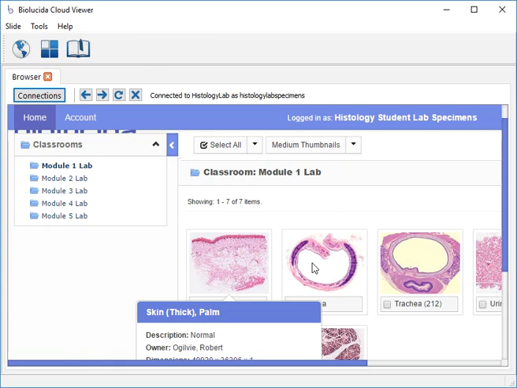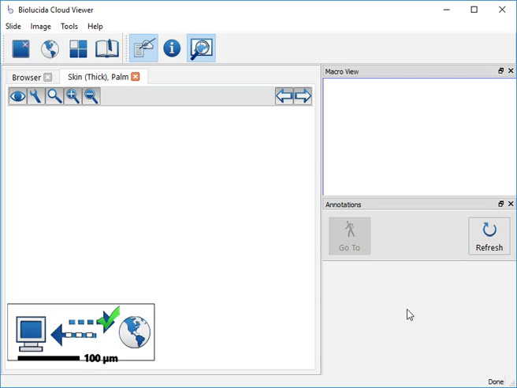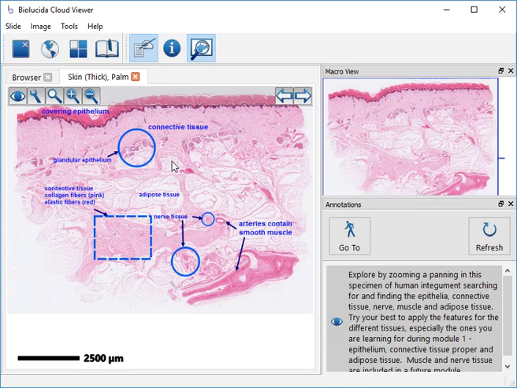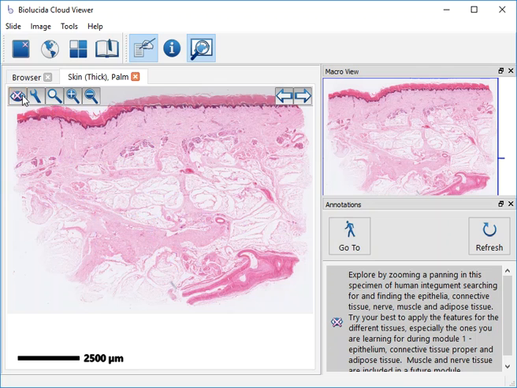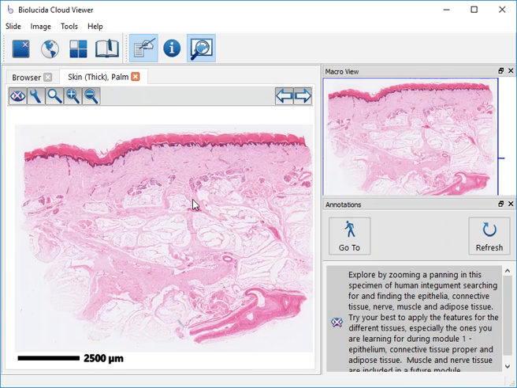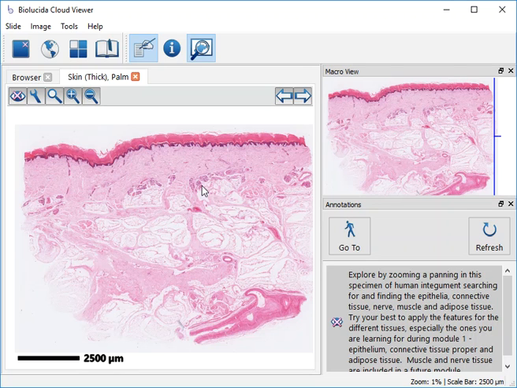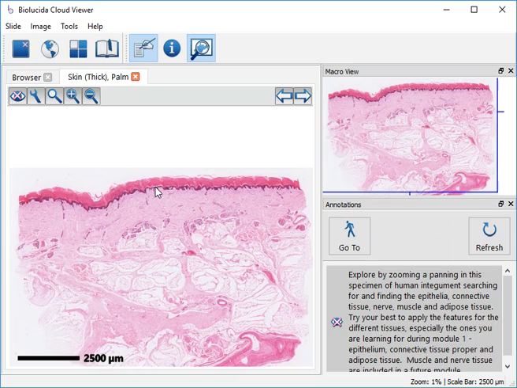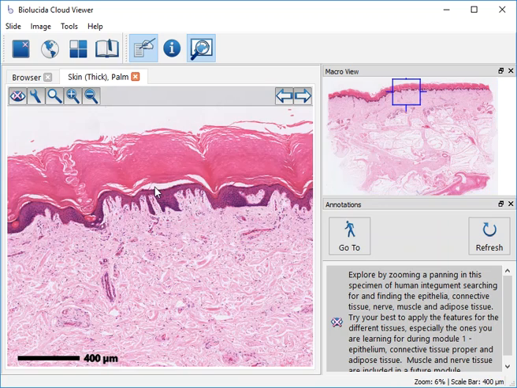This video is an overview of the skin of the palm, where you will find several types of epithelium and connective tissue. I'm going to turn the annotations off because you can see those when you study on your own. So the first thing I'm going to do is to zoom in on the covering epithelium of the skin. And that is stratified squamous keratinized epithelium.